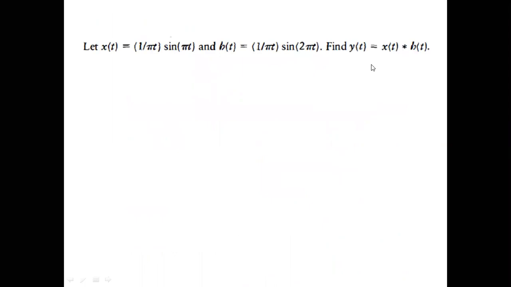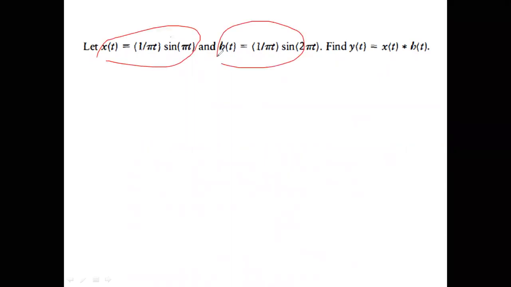Okay. So now there is one more important question. So what is this thing here? The author has given x of t and h of t. It's an LTI system. He wants us to find the convolution. Now, since we are in the chapter Fourier transform, I expect that the author is expecting us to use the transform only.